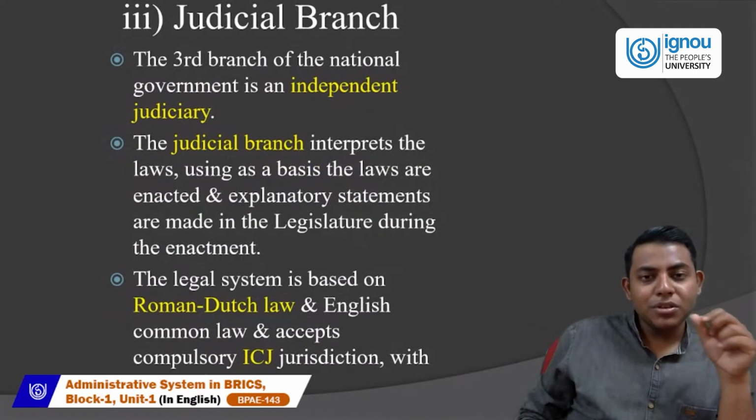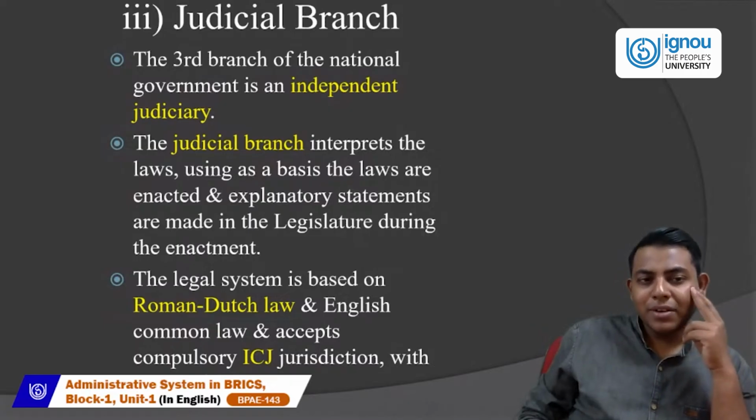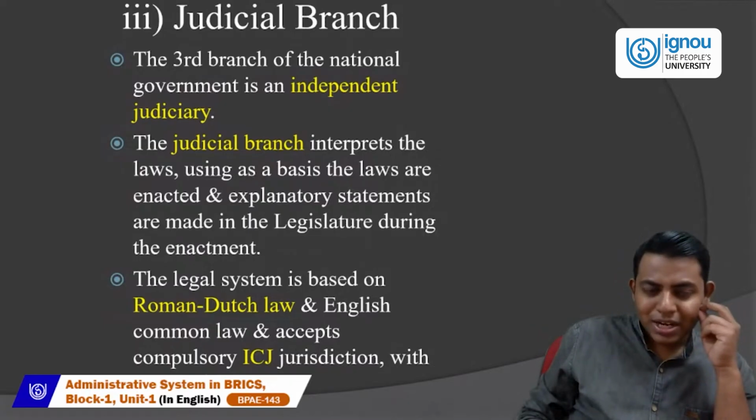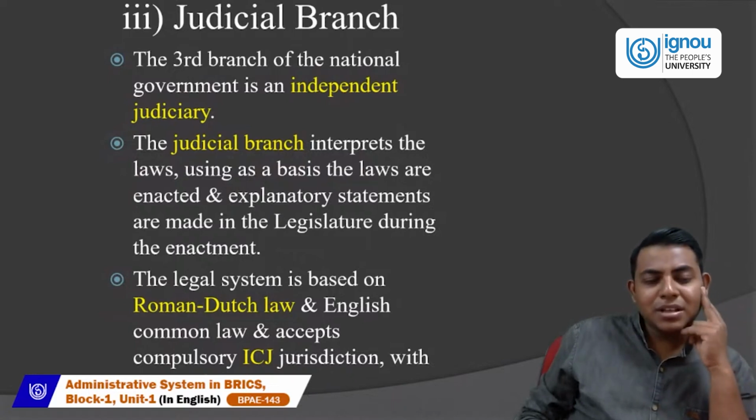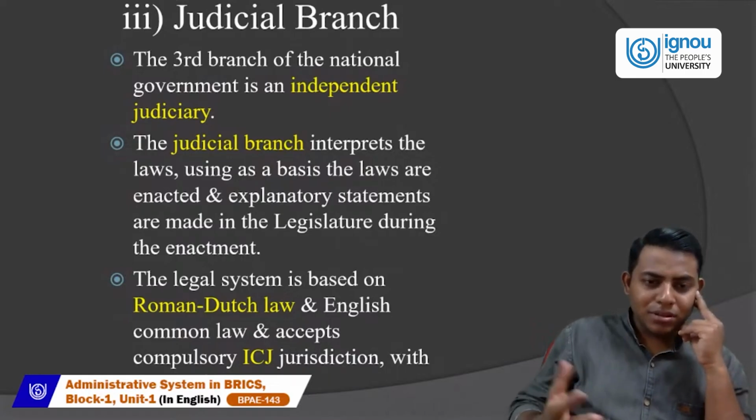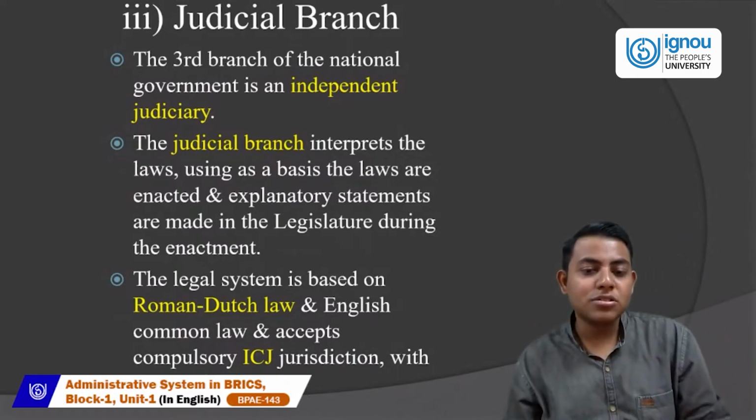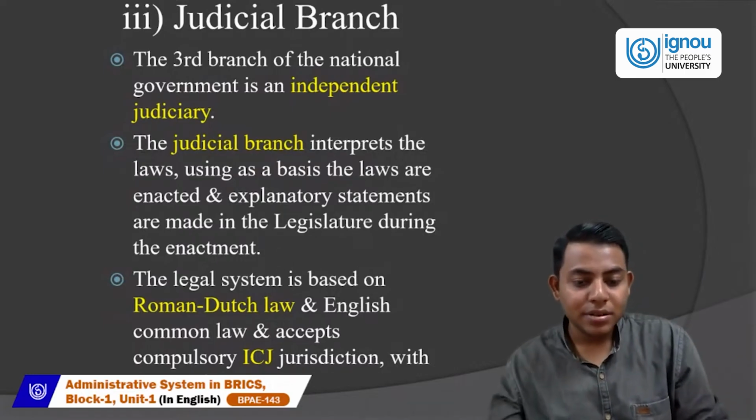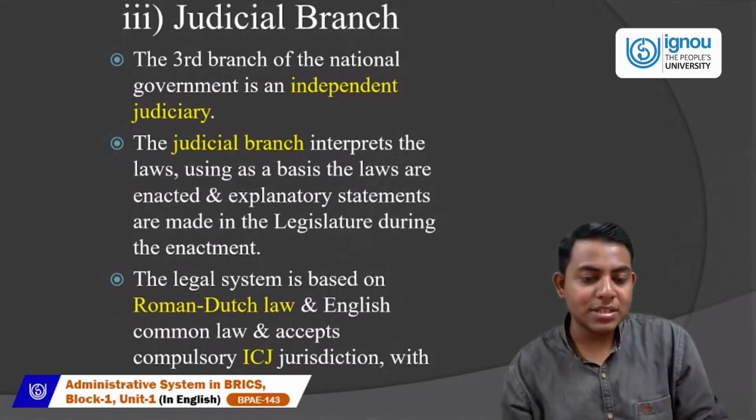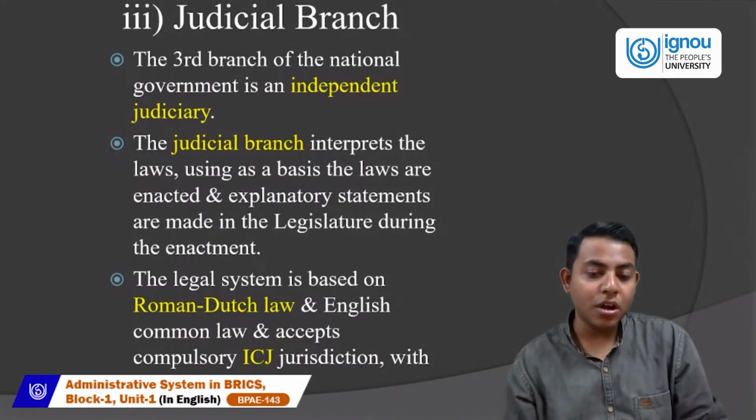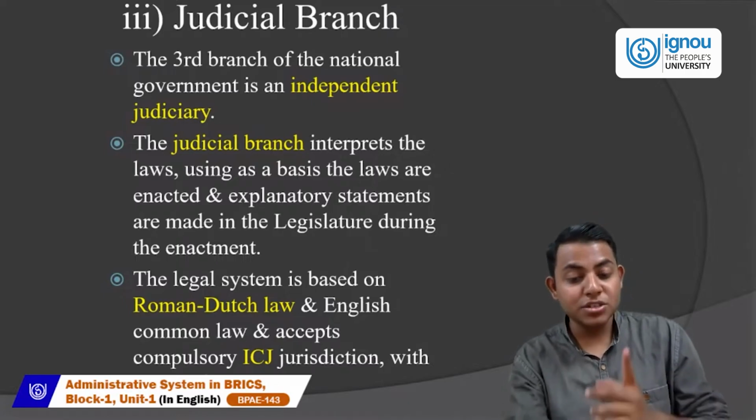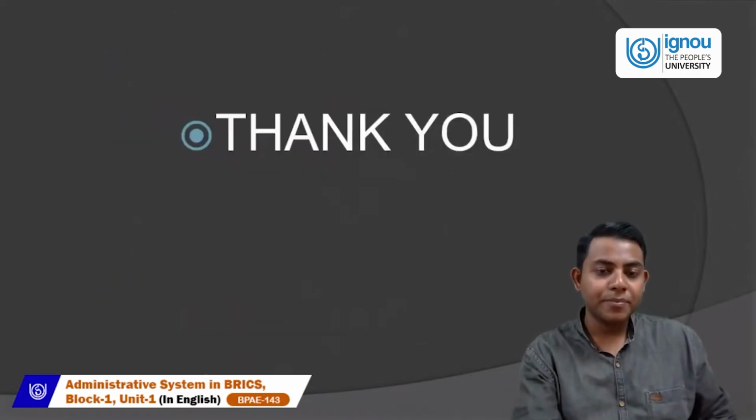If we talk about the judicial branch, the third branch of the South African government, it is an independent judiciary. The judicial branch in South Africa interprets the laws using as a basis the laws that are enacted, and also explanatory statements made in the legislature during the enactment. The legal system of South Africa is based on Roman Dutch law and also English common law, and it accepts compulsory International Court of Justice jurisdiction, also with reservations.